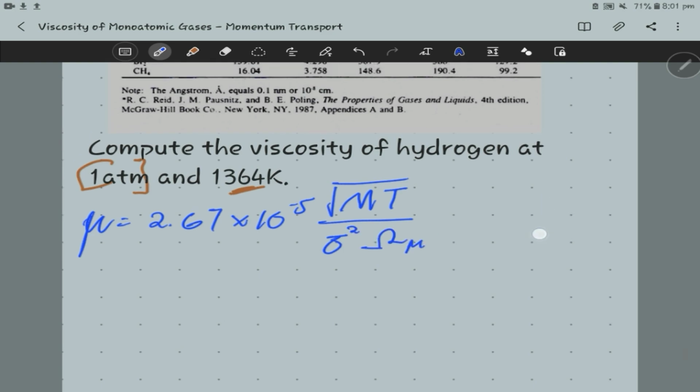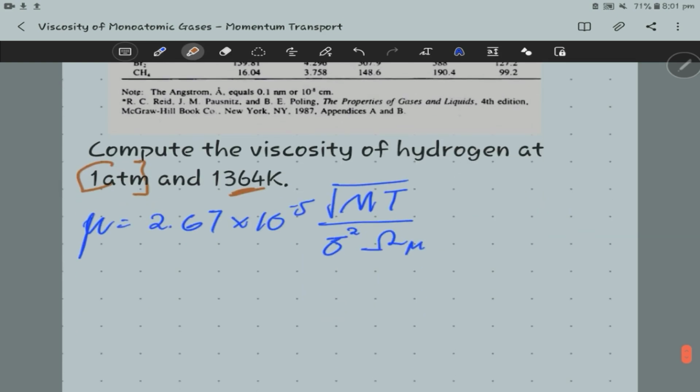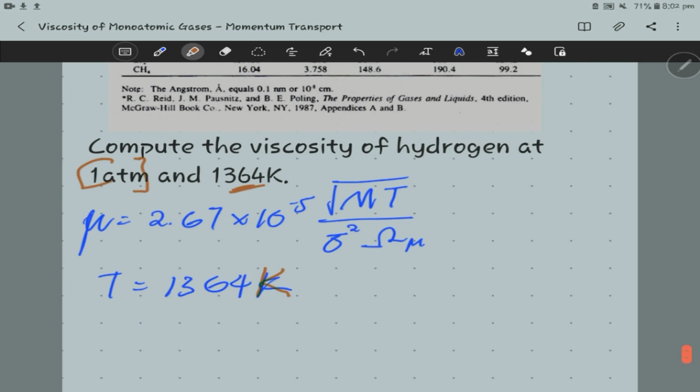Okay, so clearly we are going to go through the table and see the parameters that we have. We have the temperature directly from the problem. We have the temperature to be 1364 Kelvin. Very important, Kelvin. It's been specified already, since it's in Kelvin we don't do any conversion.